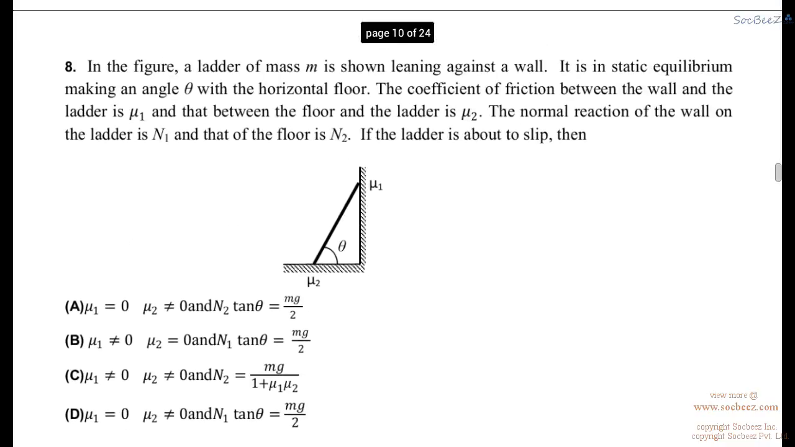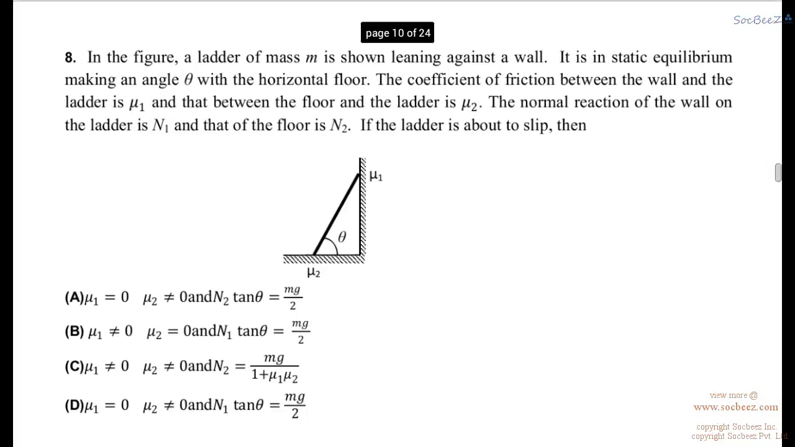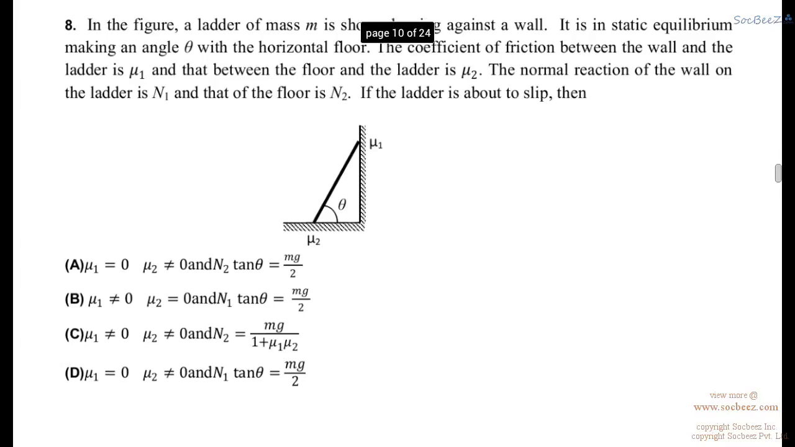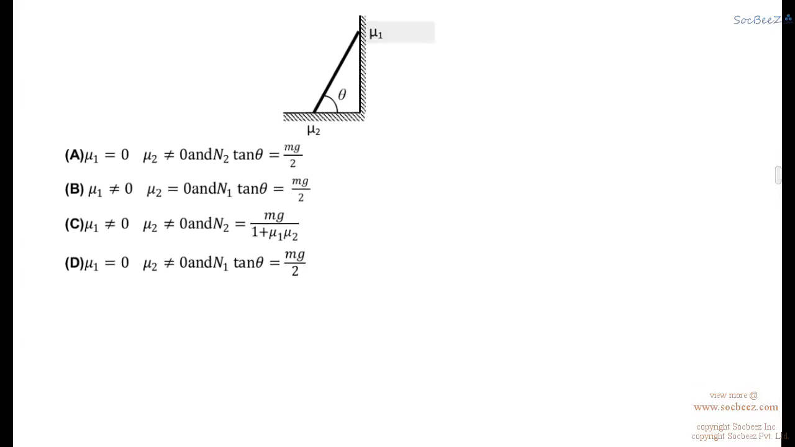Question says, in the figure, a ladder of mass m is shown leaning against a wall. It is in static equilibrium, making an angle theta with the horizontal floor. The coefficient of friction between the wall and the ladder is mu1, and that between the floor and the ladder is mu2. The normal reaction of the wall on the ladder is n1 and that of the floor is n2. If the ladder is about to slip, then these are the 4 options that are given to us.